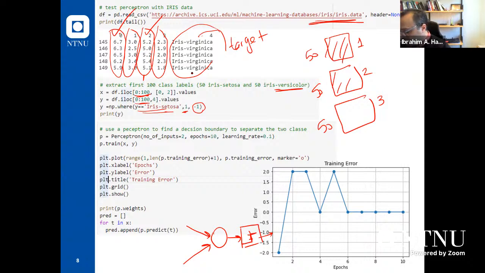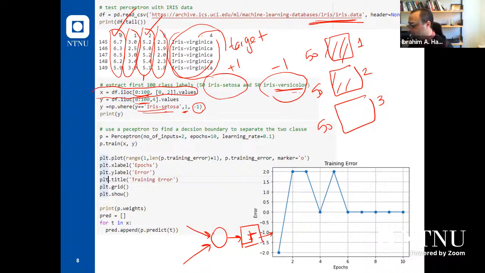My data has those labels: Iris virginica, setosa, and versicolor. So I selected the first 100 data points, and in the first 100 data points, we have only two classes, Iris setosa and Iris versicolor. I replaced each Iris setosa by plus one, and I replaced each Iris versicolor by negative one. So now my datasets are ready for training. X will be two columns, those are the features. And the labels will be plus one, plus one, plus one here, and negative one, negative one, negative one here. In this case, we used the sign activation function.